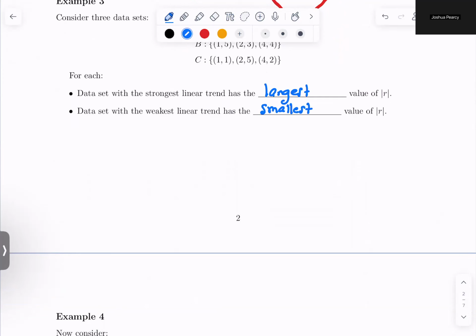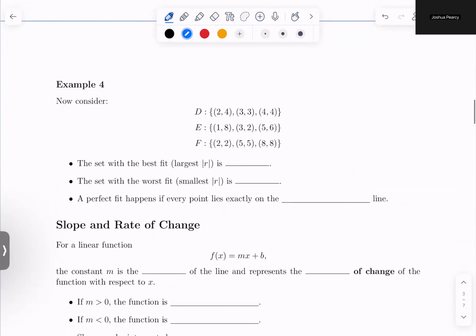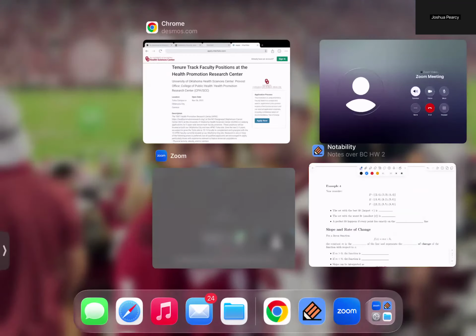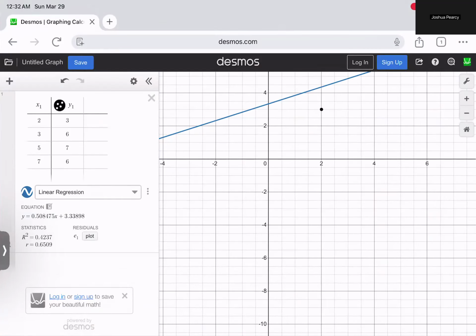So with those two ideas in mind, what I want to do is now go to example 4, where I have to look at these three data sets here and say which one has the smallest value of r in absolute value, which one has the largest value of r in absolute value, and is there one that actually has a perfect fit, so when r is equal to plus or minus 1. So let's go back to Desmos now and type in these data values real quick.